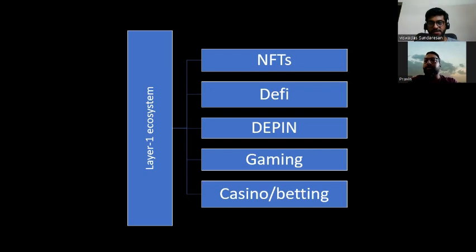So broadly, there are 5 sectors in any layer one blockchain, and Solana has all these 5 sectors. There are very few blockchains that can boast of having all the 5 sectors. Solana is one of them. Okay, so these 5 sectors, let's look into NFTs now. The next one is NFT, right?